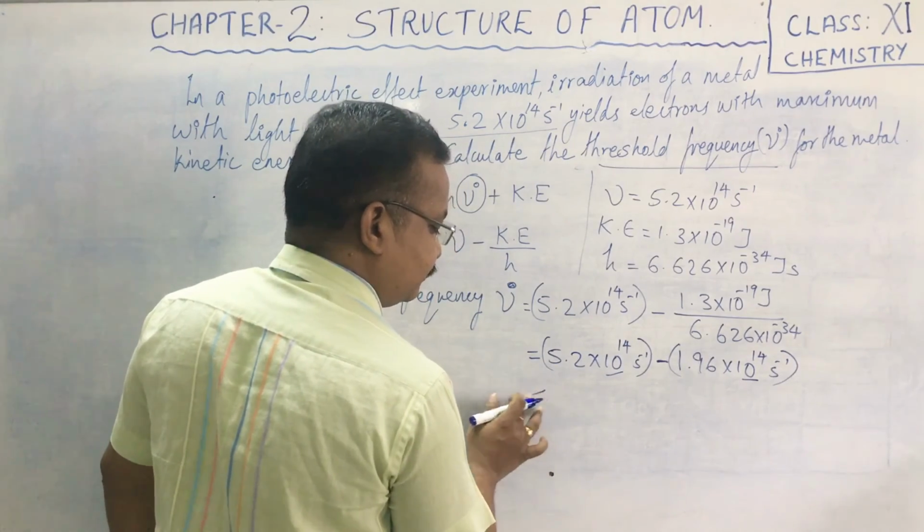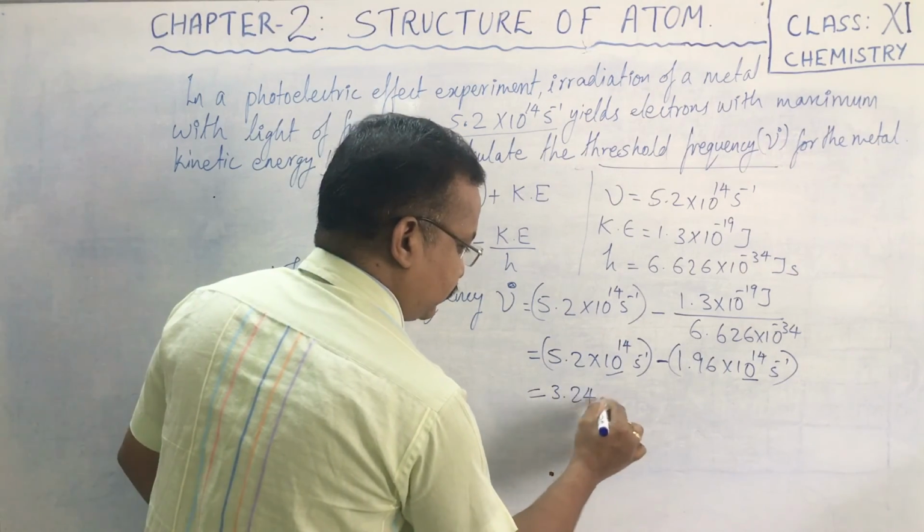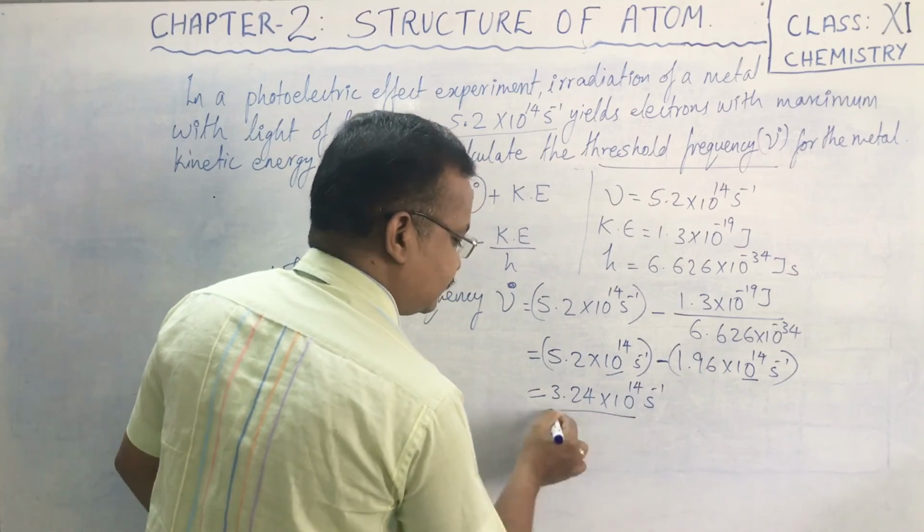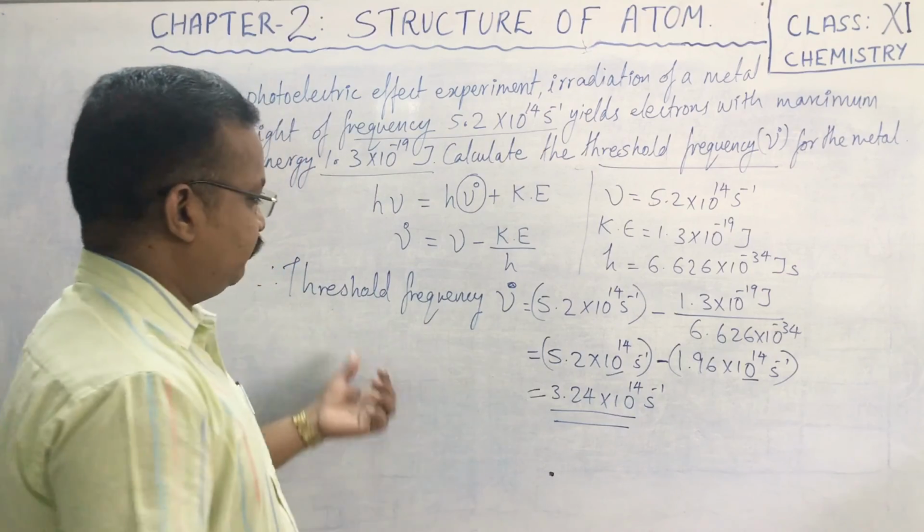We get 3.24 into 10 raised to 14 second inverse. So that is the threshold frequency for the metal.